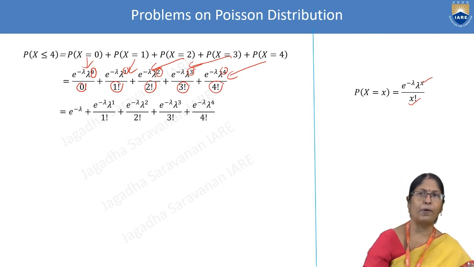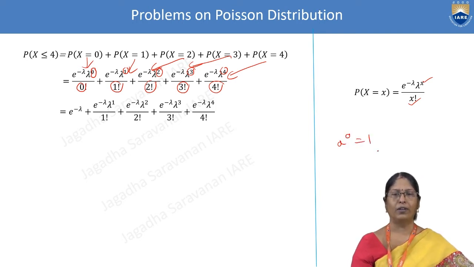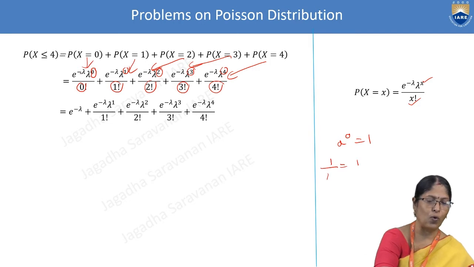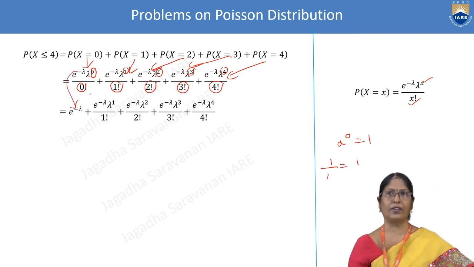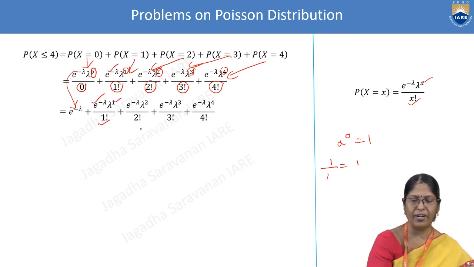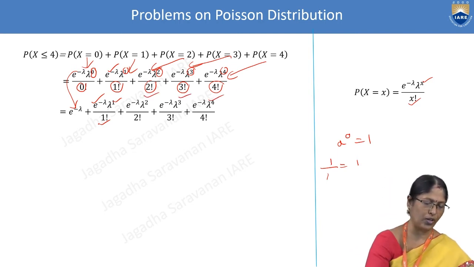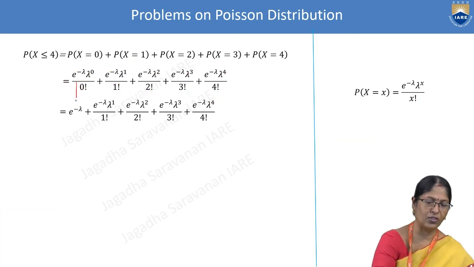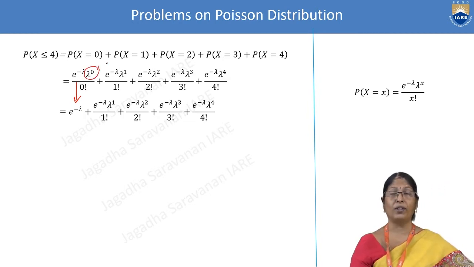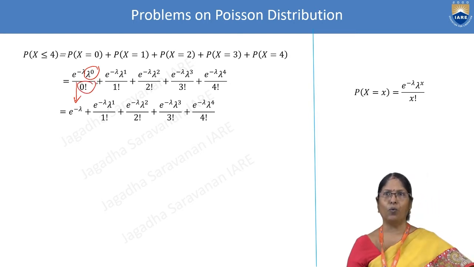Now lambda power 0 is there, and anything power 0 has the value 1. Down is 0 factorial, which is 1, so 1 divided by 1 equals 1. So only e power minus lambda is written here. Next, e power minus lambda, lambda power 1. All these we didn't touch; they are written as they are. The only change we brought in is in the first term: lambda power 0 is replaced by 1 according to the exponential law, and 0 factorial is replaced by 1.